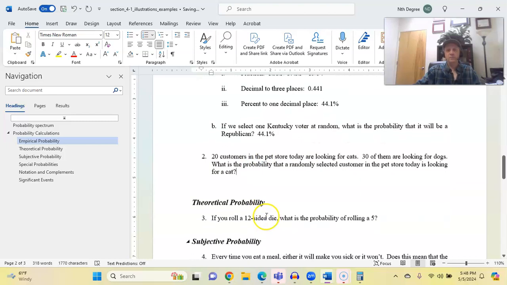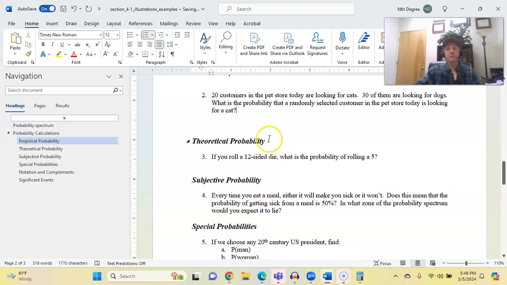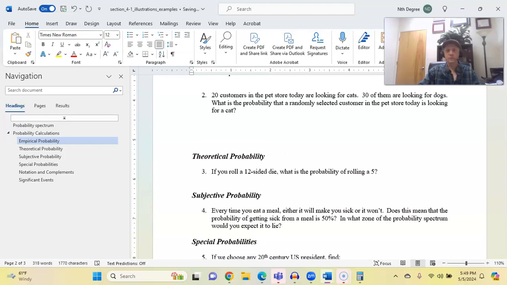Question number 2. 20 customers in the pet store today are looking for cats. 30 of them are looking for dogs. What is the probability that a randomly selected customer in the pet store today is looking for a cat? It looks really basic, and I'm sure that many of you will get this right, but I also know that a lot of students miss this question at first glance because they think it looks too easy and they hurry through it.